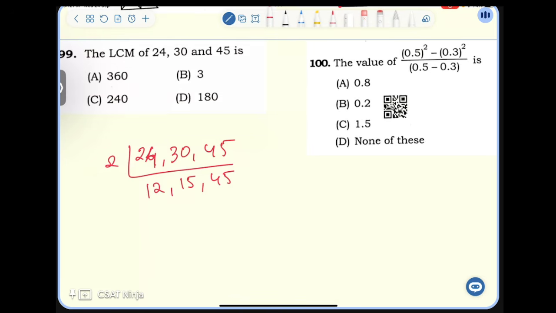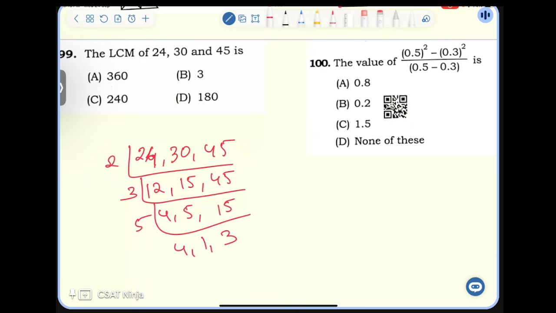I won't use 2 here because 2 can divide 12, but not this one and not this one. So I'll use 3 now, because 3 can divide 3 of them. 3 fours are 12, 3 fives are 15, 3 ones are 3, 3 fives are 15. Now I can use 5 because 5 can divide these 2. So 5 ones are 5, 5 threes are 15.